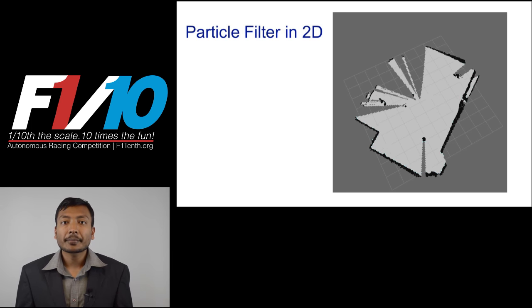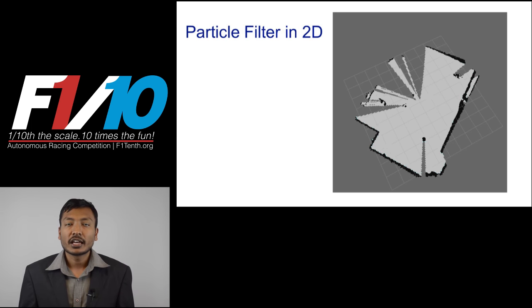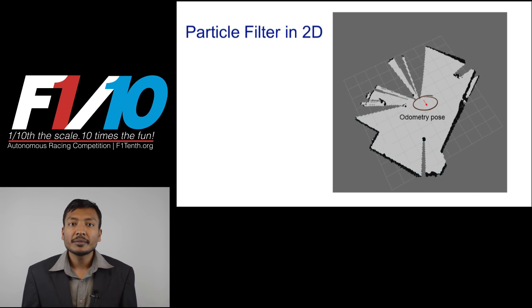Now let's look at a particle filter in 2 dimensions and also the process of using them in our car. Here we see a part of the map that is previously generated using Hector mapping. The black pixels on the map denote the walls and the grey pixels denote free spaces. The red arrow indicates a pose obtained from odometry, which is not very accurate. Let's use particle filters to minimize the error and localize more accurately on the map.